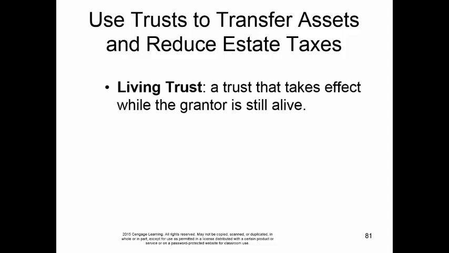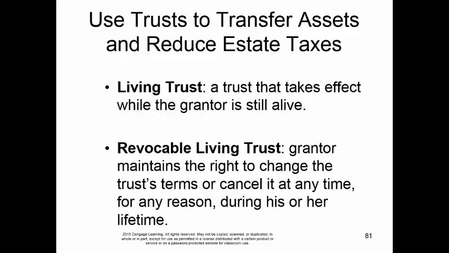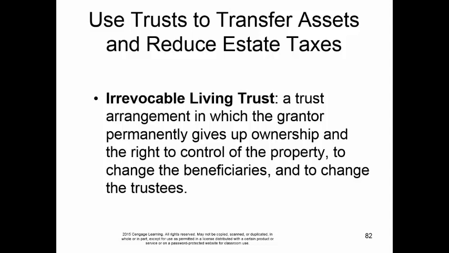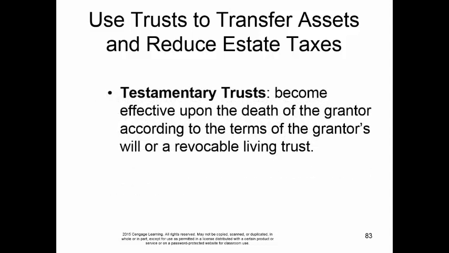A living trust is a trust that takes effect while the grantor is still alive. A revocable living trust, the grantor maintains the right to change the trust terms or cancel it at any time for any reason during his or her lifetime. Irrevocable living trust, a trust arrangement in which the grantor permanently gives up ownership and the right to control the property, to change the beneficiaries, to change the trustees, etc. Testamentary trusts become effective upon death of the grantor according to the terms of the grantor's will or revocable living trust.